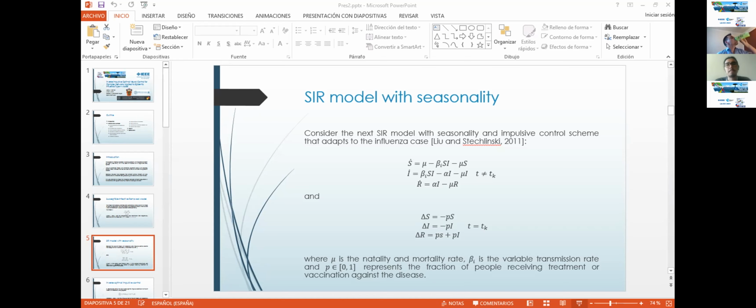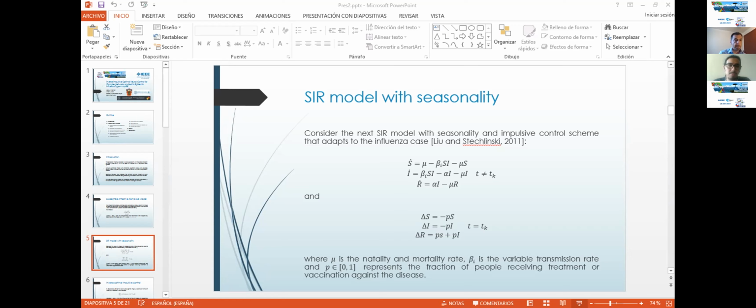So this adapts to the case when in winter months we have an increase of influenza cases. So we can increase the value of the transmission rate to model this behavior.